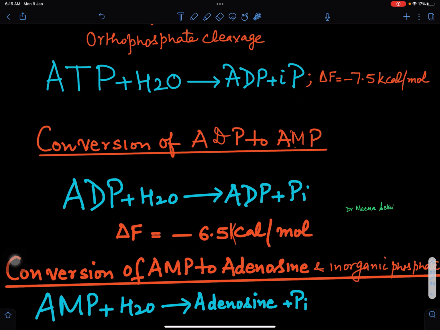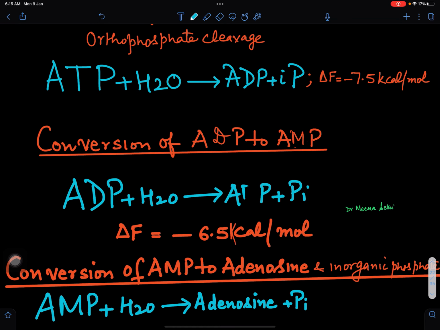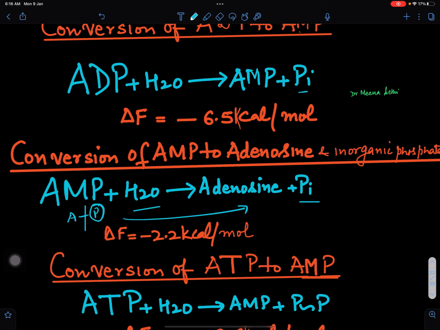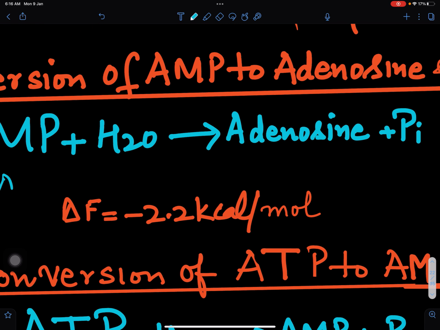And now this ADP will be converted to, like here, we can make the correction, there is a mistake. Now this will be AMP, that is adenosine monophosphate, and inorganic phosphate will be released, right? Now this AMP will be converted to adenosine and inorganic phosphate. Like we have one phosphate only. Now this bond will be broken, right, in presence of water, and we'll get adenosine and inorganic phosphate, and a lot of energy will be released, and this energy is minus 2.2 kilocalories per mole.